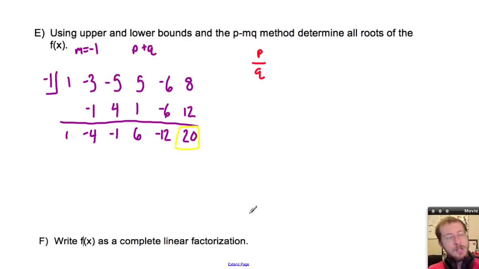Okay, so we talked about the P plus Q method and Descartes' Rule of Signs, 2 ways of hopefully helping you to find the roots of a polynomial function by hand. A little simpler, maybe saving some time, saving a lot of synthetic division work.